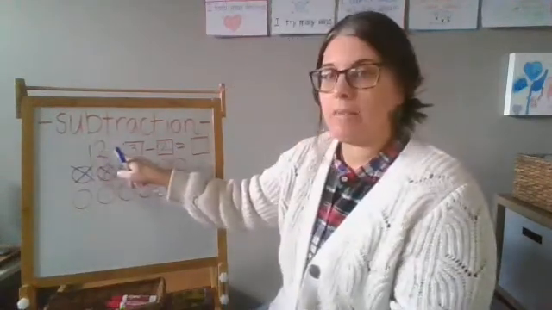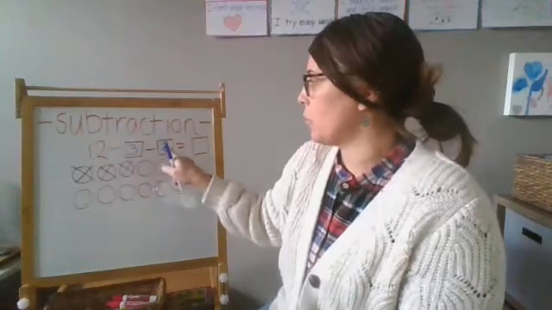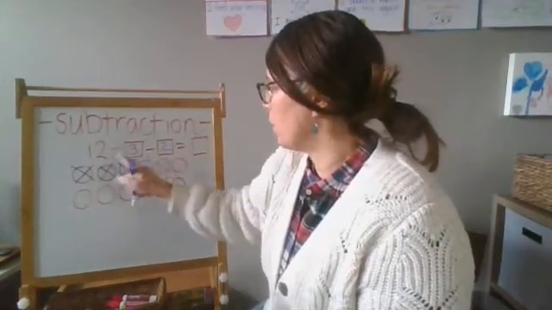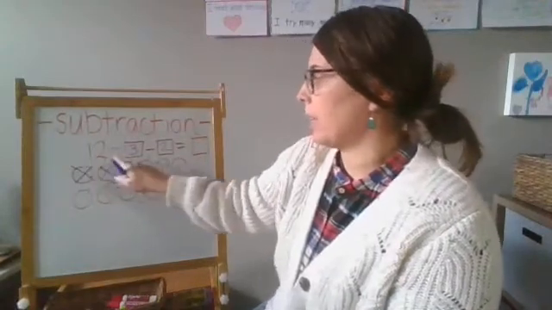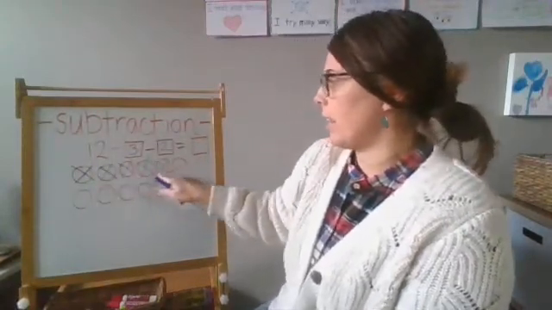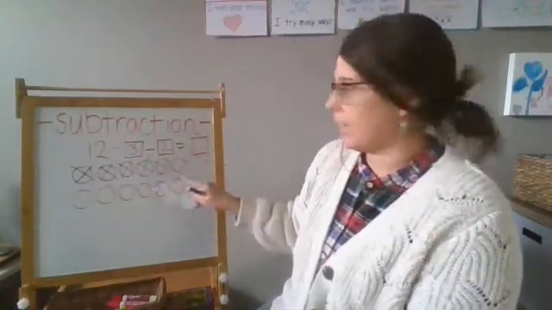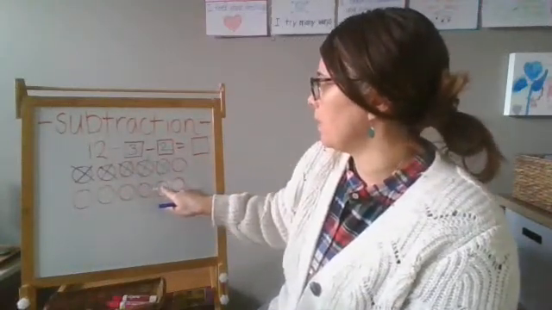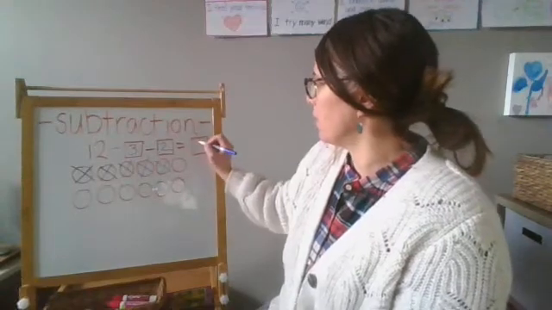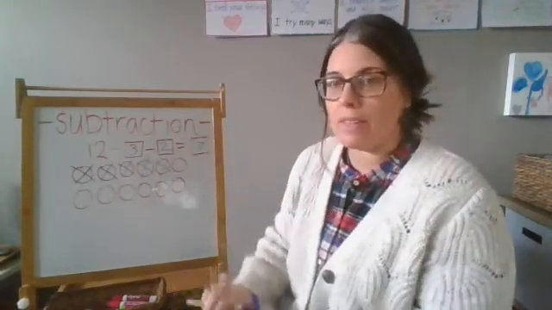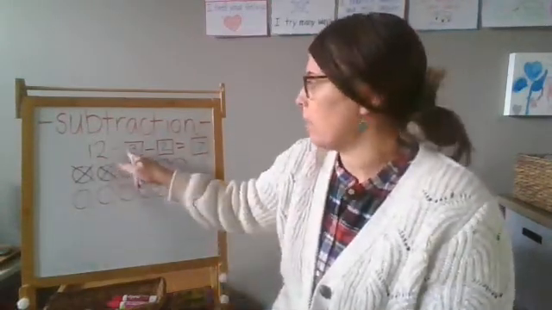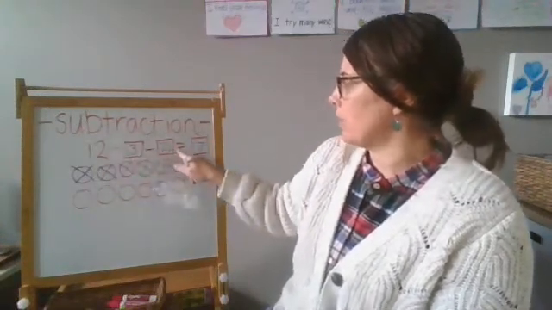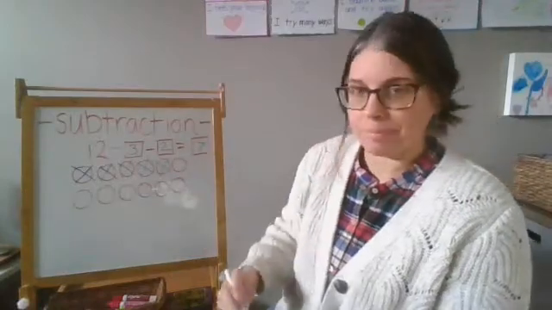So 12 minus 3 minus 2. I have to show Dan ate 2. Okay. I made 12 cookies. Silas ate 3. Dan ate 2. How many are left? Let's see. 1, 2, 3, 4, 5, 6, 7. 7 are left. 12, take away 3, take away 2. 12 minus 3 minus 2 equals 7.